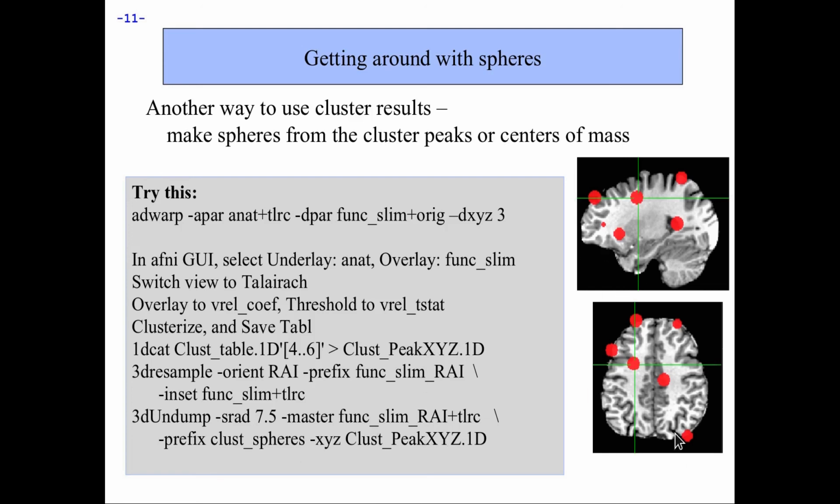So generating ROIs with spheres is actually pretty handy. We have to do this pretty often. If we know something about what coordinates we're interested in, we can put those spheres down and use those as our ROIs.